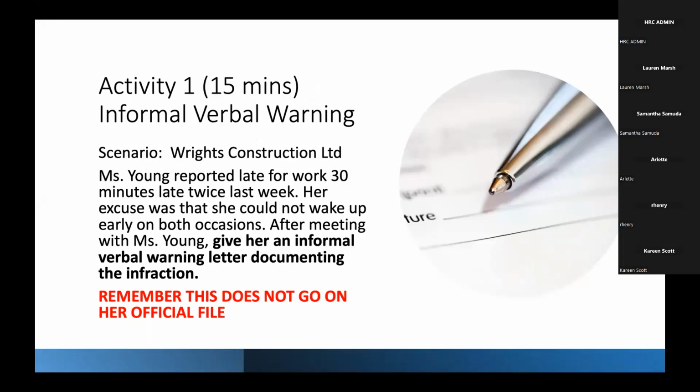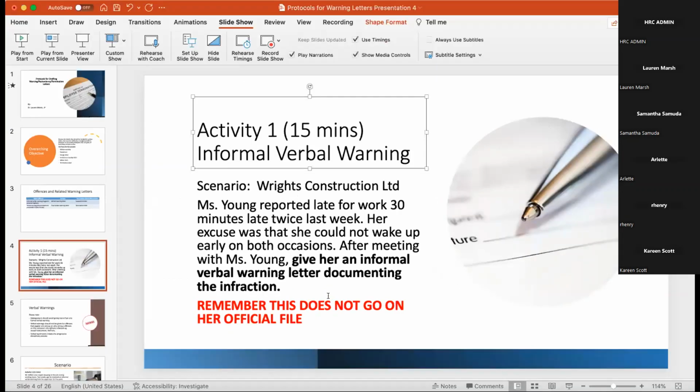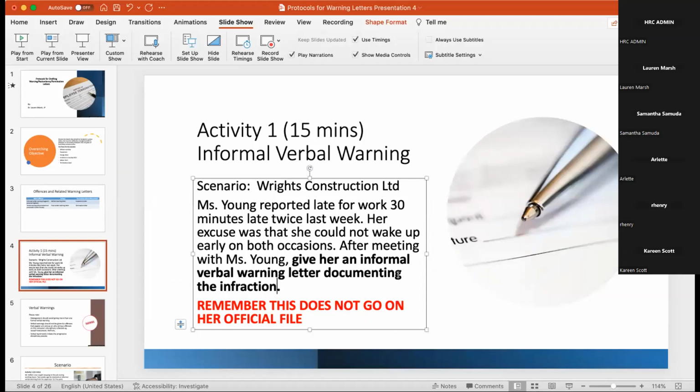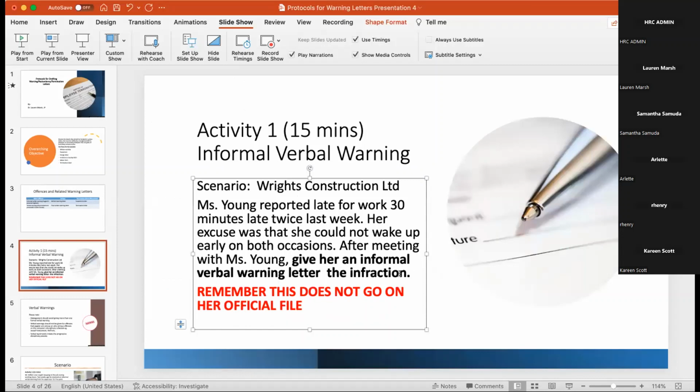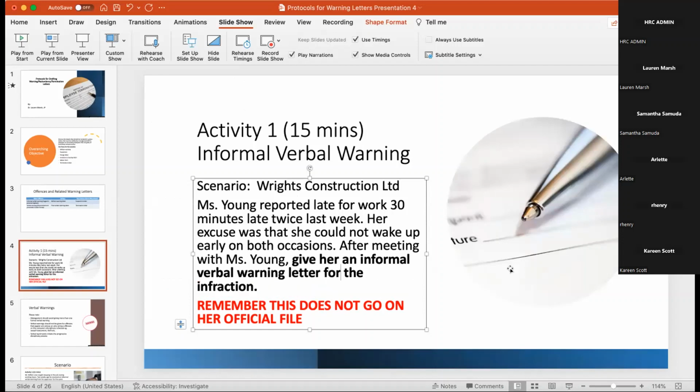It says here, Miss Young reported late for work, 30 minutes late twice last week. Her excuse was that she could not wake up early on both occasions. After meeting with Miss Young, give her an informal verbal warning documenting, outlining the infraction. So you can do it in point form as to how you'd approach this conversation, okay? So take 15 minutes. We will resume, what time is it now? 9:20, so 9:35.